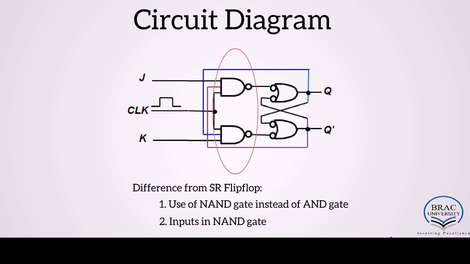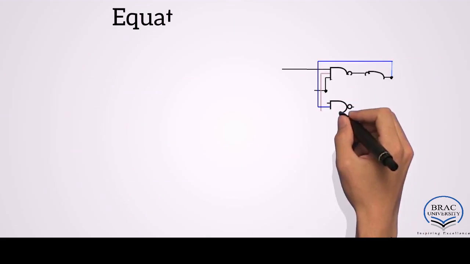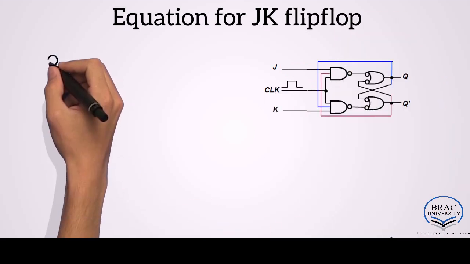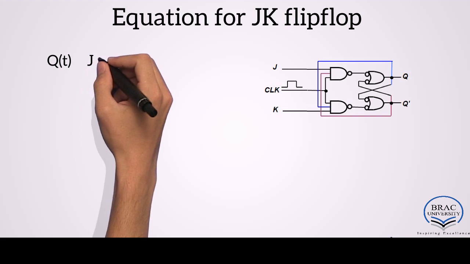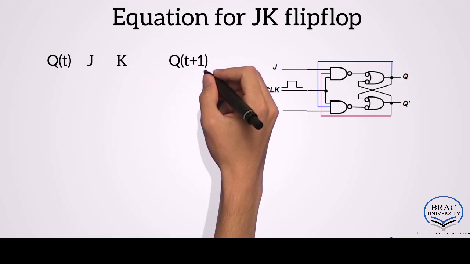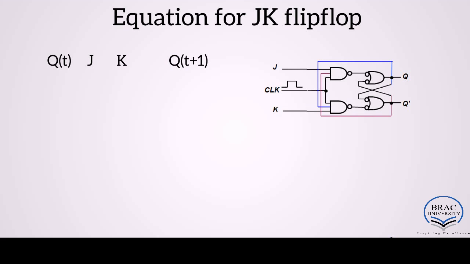Now, let's create the truth table for JK flip-flop. We have three inputs here, the present state, which is QT, J and K. Let's consider QT plus 1 as our next state or the output. For three inputs, we get 8 possible combinations.